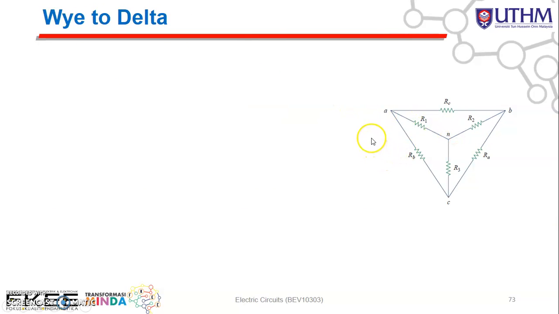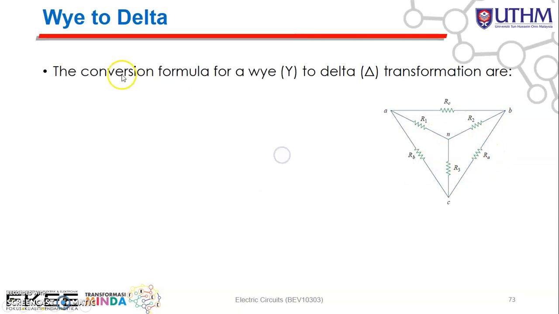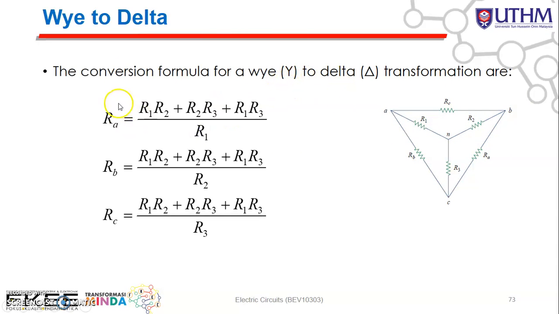Let's say you are given the Y network. You have R1, R2, and R3, and you need to convert it to become delta. So how to calculate the value of RA, RB, and RC? The conversion formula from Y to delta is given by, let's say you want to find RA. RA is here because A is connected to R1, so you put R1 as your denominator.